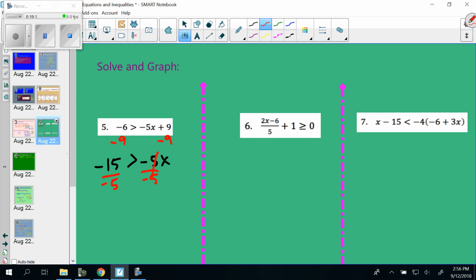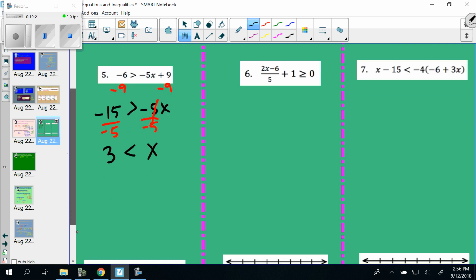Okay, so that's going to cancel those out. So we just got x on the right. Negative divided by negative would make positive 3 on the left. Okay, here's that one change. Anytime you divide by a negative with inequality signs, you got to switch the direction of the arrow. So now it needs to point that way.